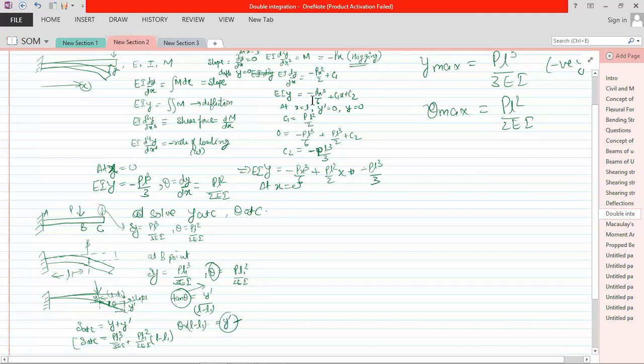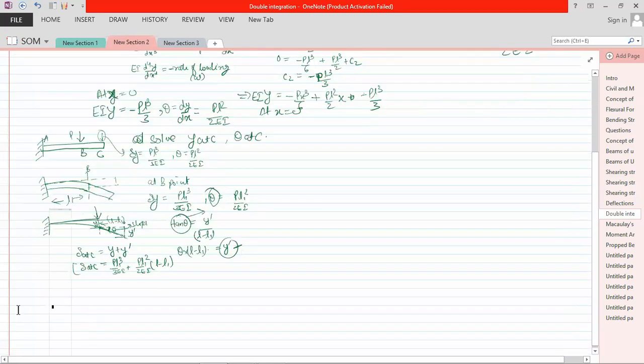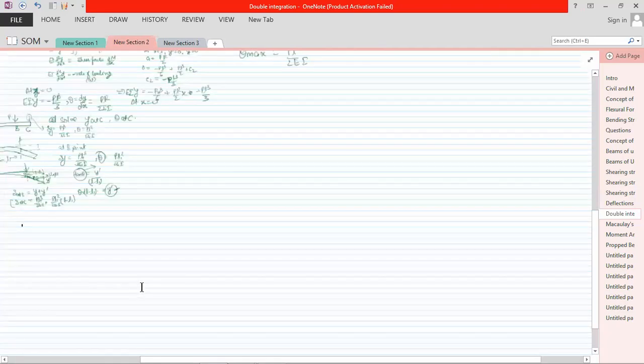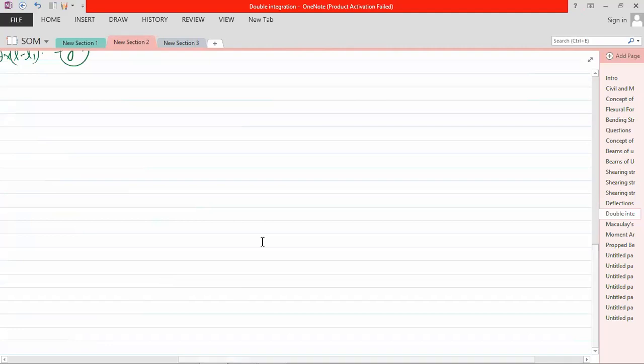Okay, sir. Okay. Now I am going with a uniformly distributed load in cantilevers. Just write it and wait for a couple of minutes.